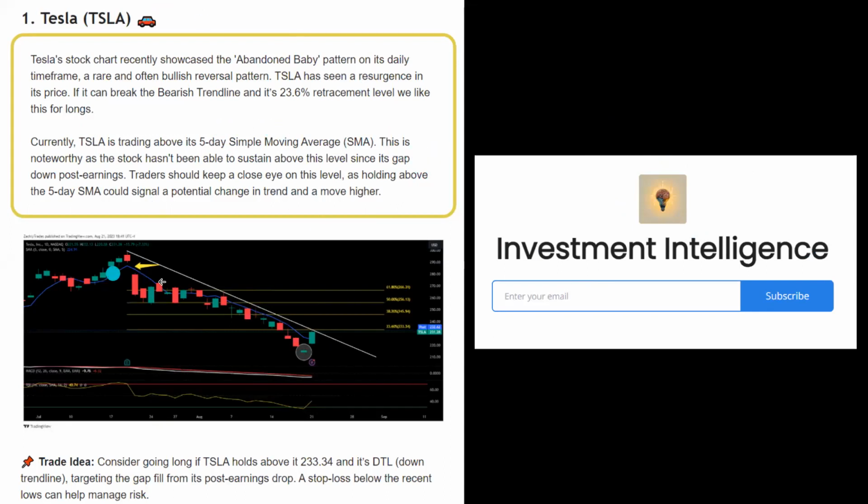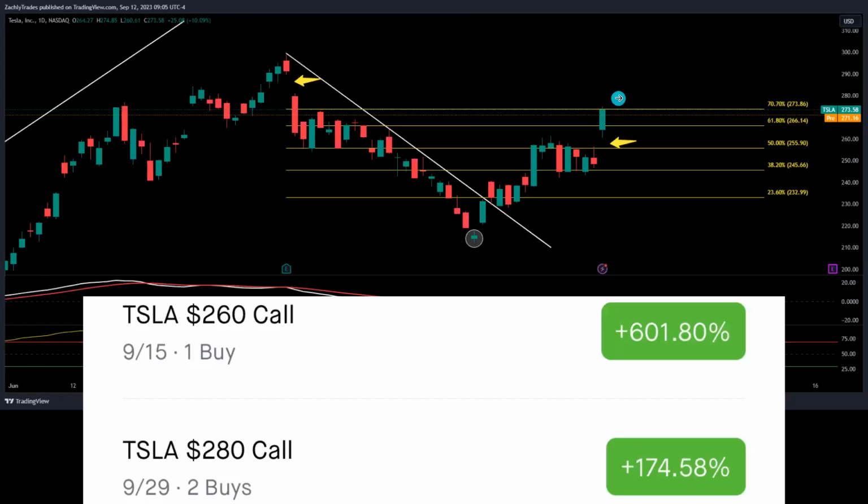This was a trade idea going over the setup and some of the conditions on Tesla. And you can see that that trade played out very perfectly after the abandoned baby and trendline break. We got a clean break and retest, pushed up higher. If you trade options, that was a very profitable trade.